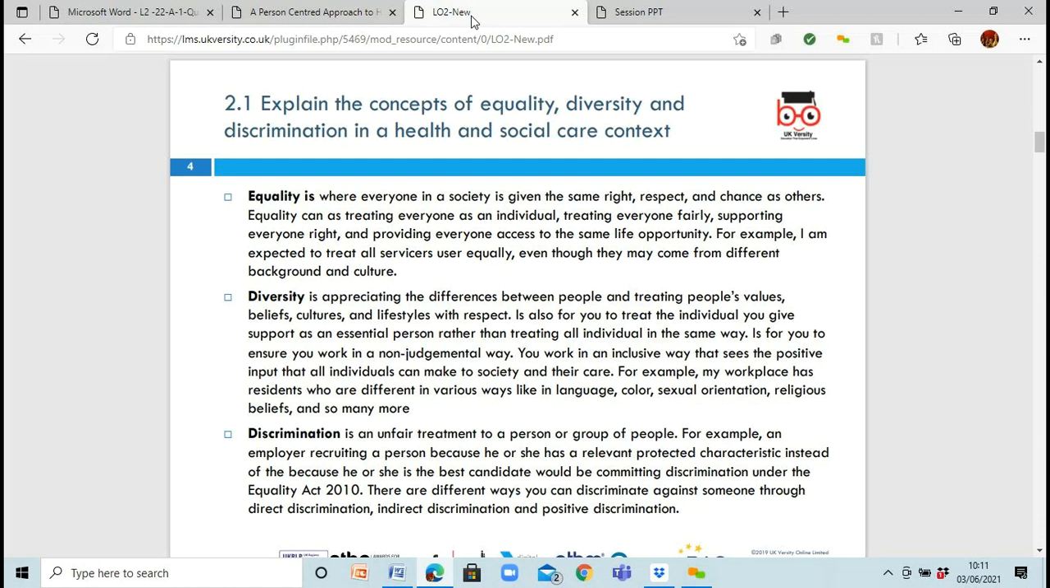There are different ways that you can discriminate against someone. You can do direct discrimination, indirect discrimination, and positive discrimination. Does anybody know what any of these mean? What direct discrimination is, indirect or positive discrimination? It's okay if you don't know, you can let me know and I'll explain them. Oh, I think we know direct discrimination, but we don't know indirect and positive.